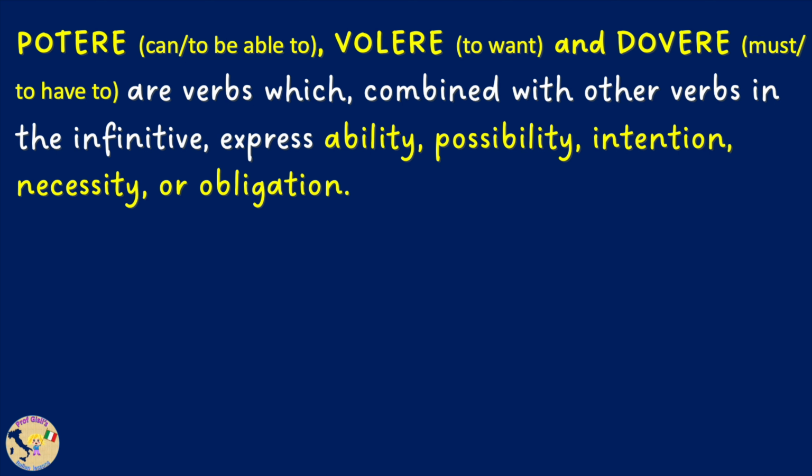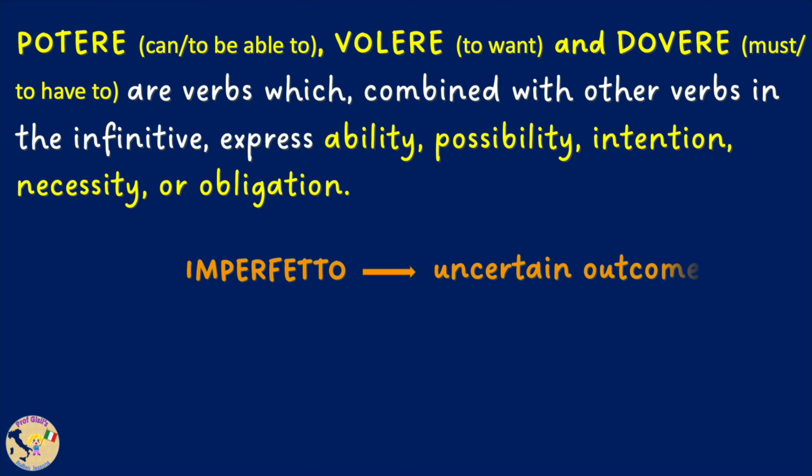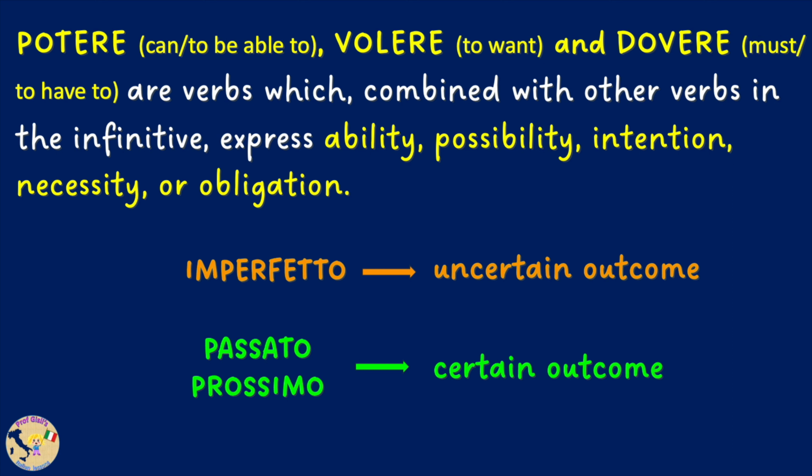When these verbs are used in the imperfetto tense, the outcome of the action they describe is uncertain. In other words, we cannot know for sure whether a past possibility, intention, or necessity has or hasn't been fulfilled. But when modal verbs are used in the passato prossimo tense, the outcome of the action is certain. The action has been completed, which means that any past possibility, intention, or necessity has been fulfilled. Let's look at and compare a few sentences.